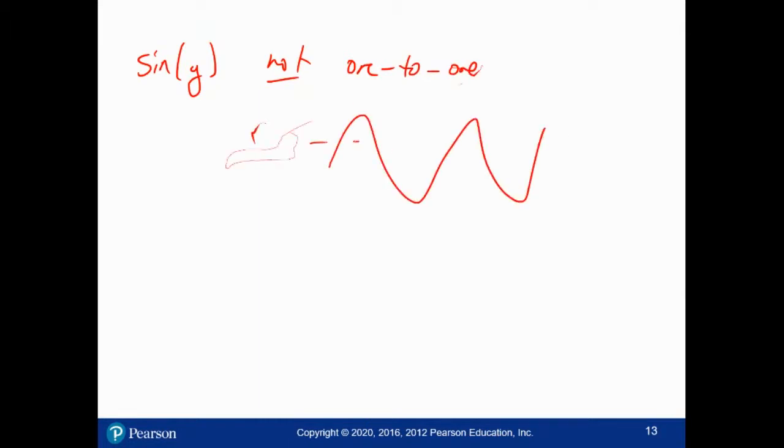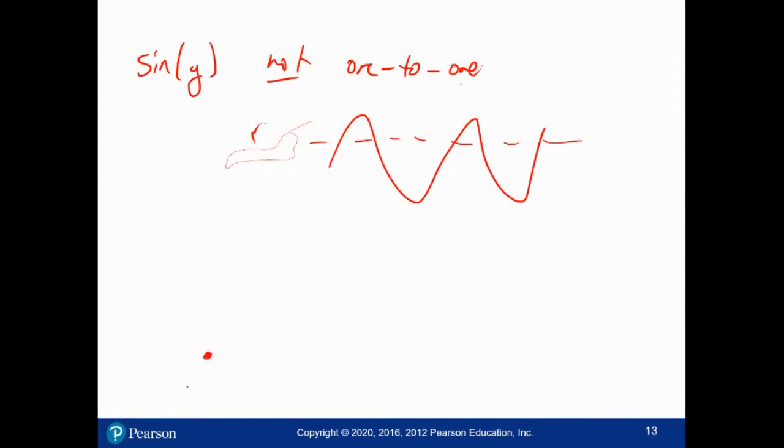Just to summarize what we did in this video, the sine curve is not 1-to-1, because it fails the horizontal line test, sorry about that, pretty spectacularly. Most horizontal lines will intersect it infinitely many times.